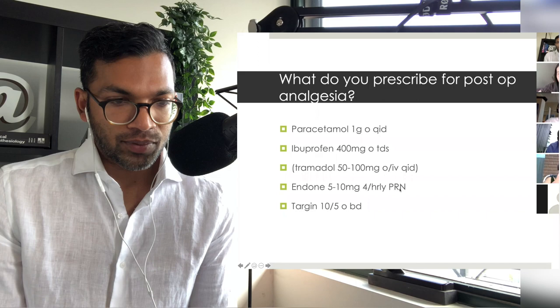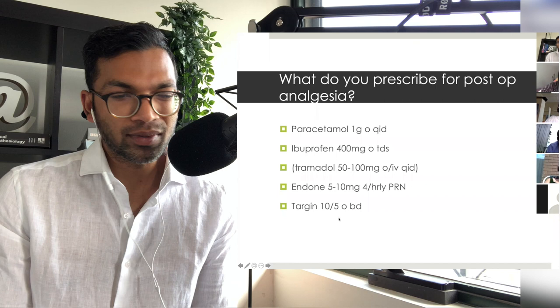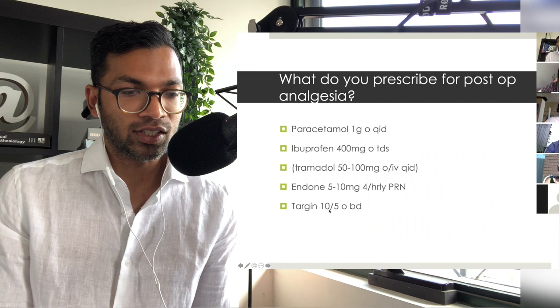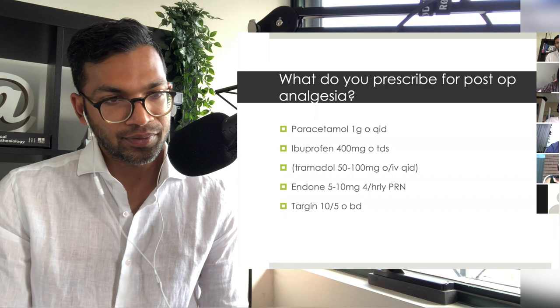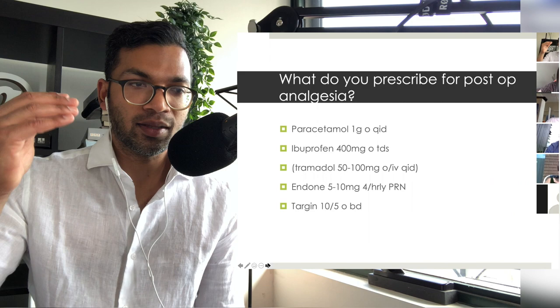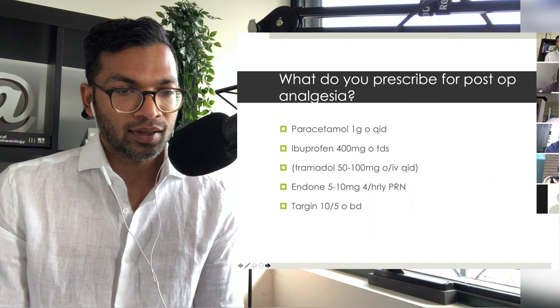So yeah, this is what I do: paracetamol and ibuprofen regularly, and then Endone PRN. And sometimes you might give Targin 10/5, so 10 milligrams of sustained release oxycodone, 5 of naloxone, oral BD. Sometimes you'd give it for slightly bigger cases. So that would be your baseline. I want to give you the baseline, and then you can add to that as the complexity increases.